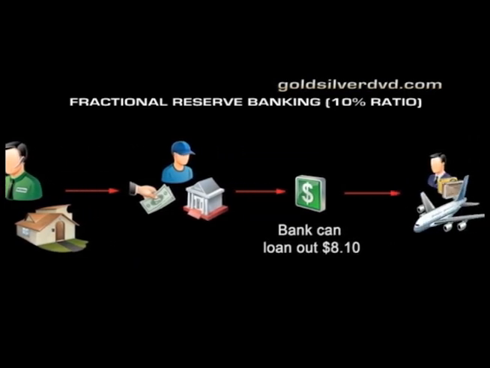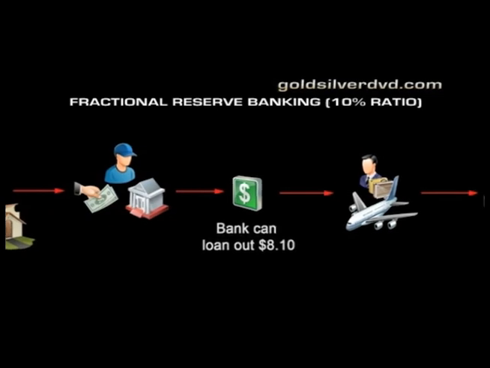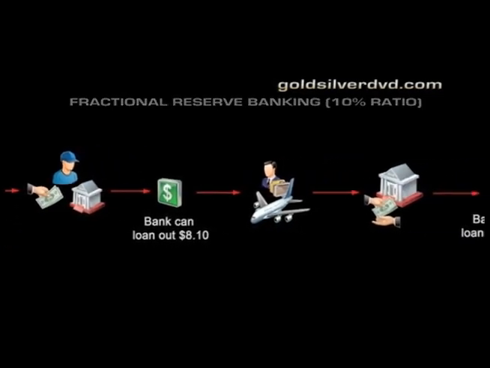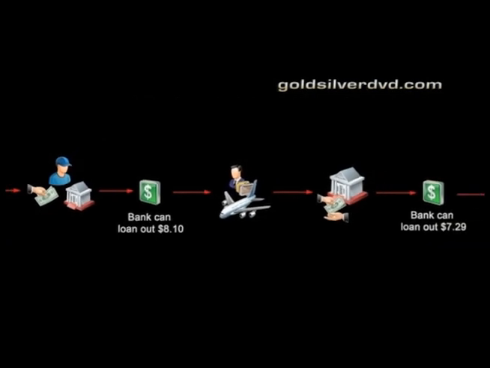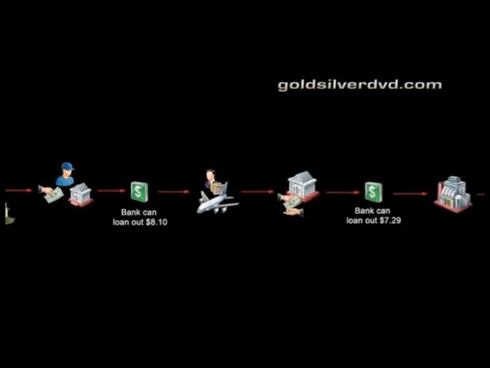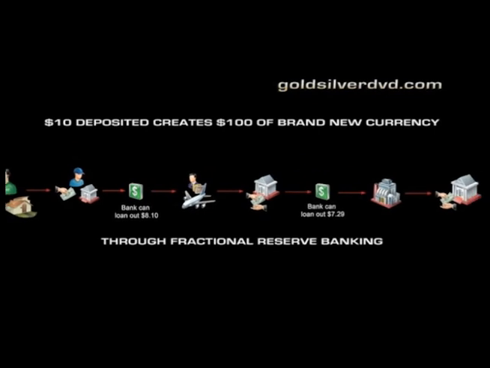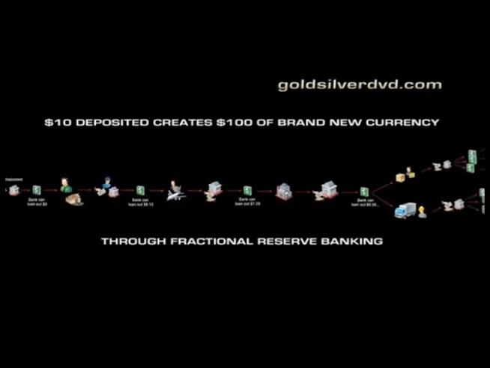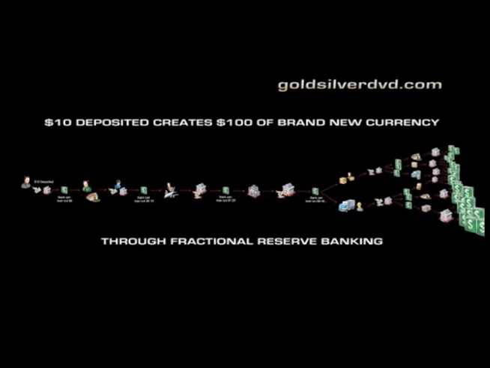And then, since that's in a checking account under a 10% reserve ratio, they get to loan out 90% of that, which gets redeposited, 90% of that, which gets redeposited, and so on. And for every $10, it creates $100 of brand new currency through fractional reserve banking, and that's actually where most of the currency supply comes from.